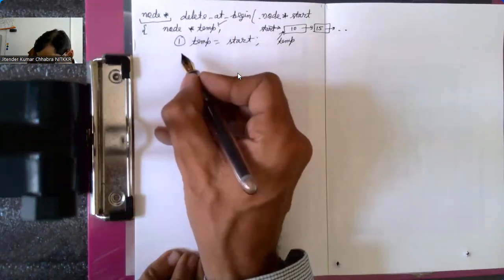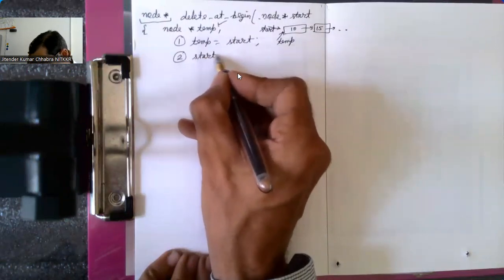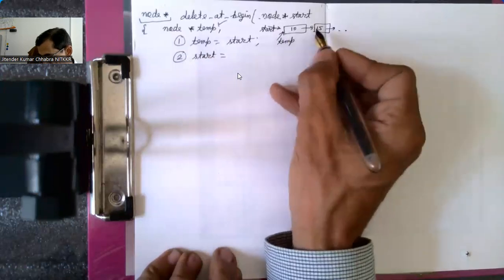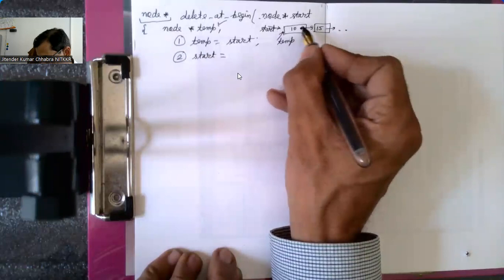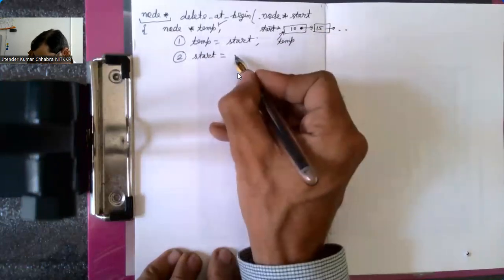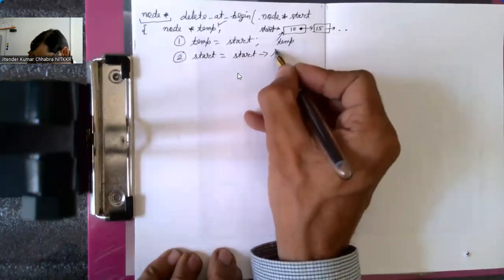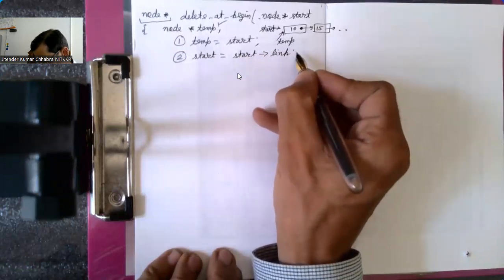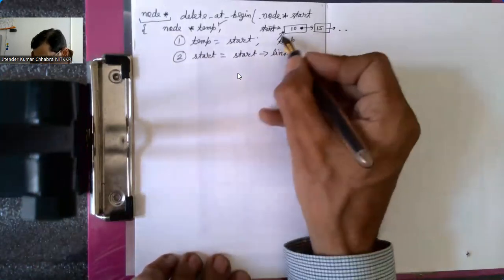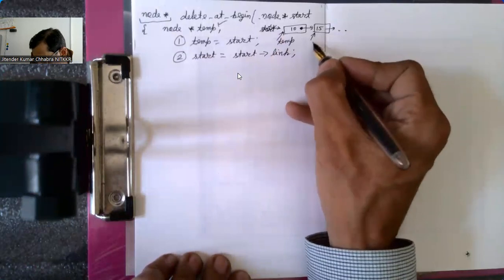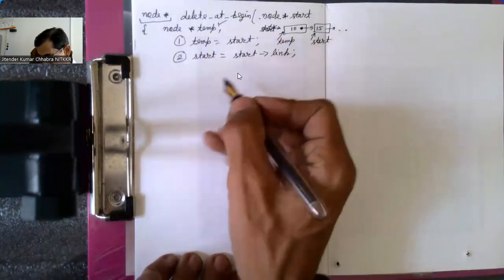Effectively, start has to shift. So start has to go to the next node. Start equal to what? Start has to go to this pointer. This pointer can be accessed as start arrow link or temp arrow link. So I can say start equal to start arrow link. If this is done, that means start changes from here. After that, of course, node temp can be freed.